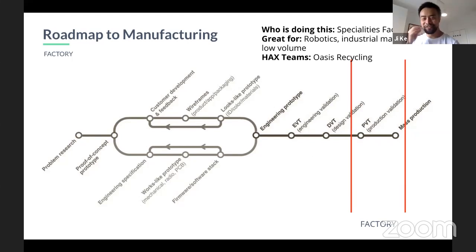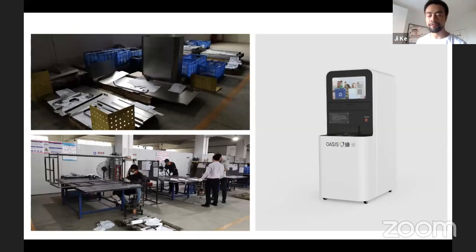Okay, so for the factory, all right, someone else's factory, that's where we're thinking about this kind of specialized factory, right? So sheet metal factory is one of them. So a good example is this kind of sheet manufacturing factory.